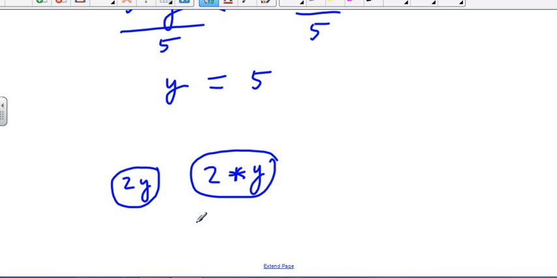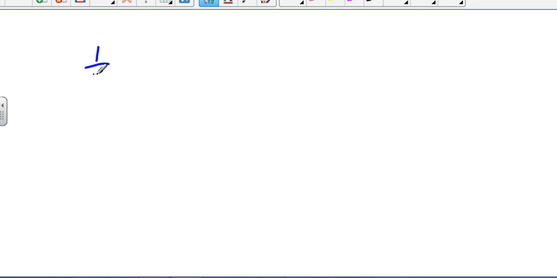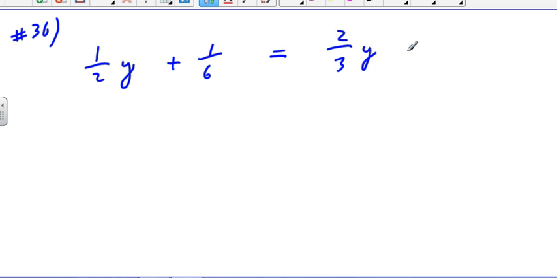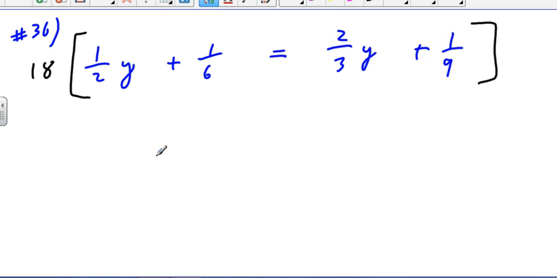Where was I? 36. All right, so 36 is going to be the get rid of the fraction problem. Plus 1/6 equals 2 over 3y plus 1 over 9. All right, so I look at that and I say, well, what's my common denominator? 18. All right, so I'm going to multiply everything by 18. 9y plus 3 is equal to 12y plus 2.